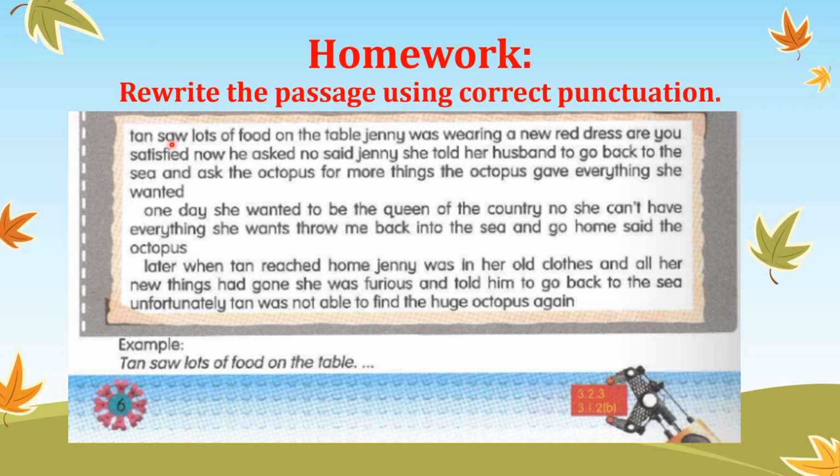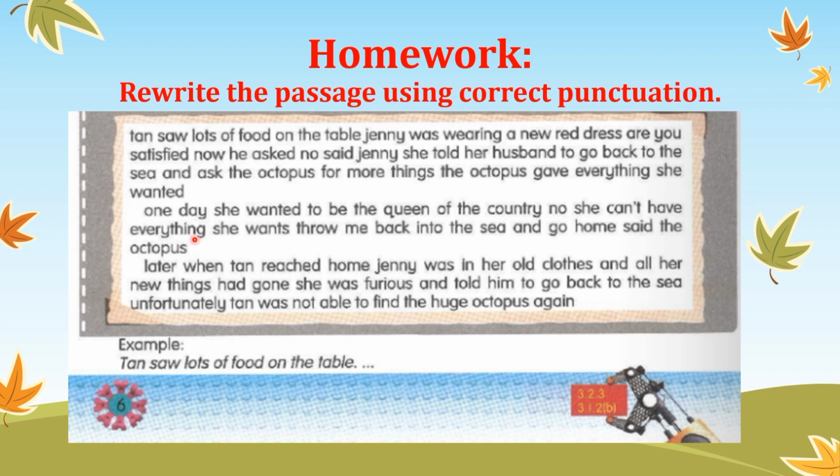Tan saw lots of food on the table. Jenny was wearing a new red dress. Are you satisfied now? He asked. No, said Jenny. She told her husband to go back to the sea and asked the octopus for more things. The octopus gave everything she wanted. One day she wanted to be the queen of the country. No, she can't have everything she wants. Throw me back into the sea and go home, said the octopus.